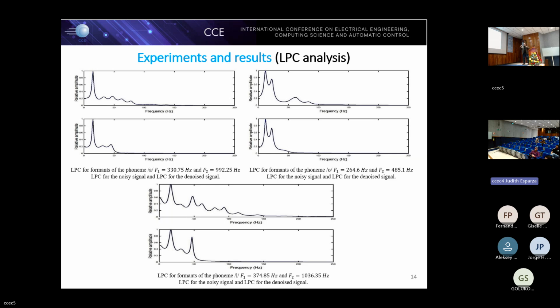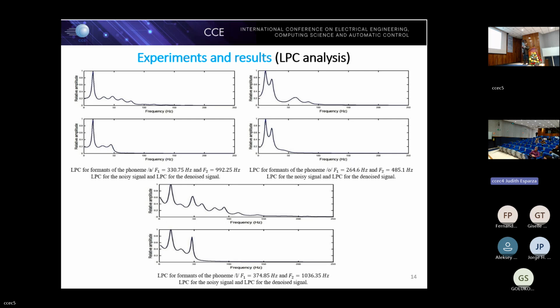How can I validate that the principal characteristics of the Spanish language are preserved after the filtering process? I selected linear prediction analysis to develop these experiments. I only apply the linear prediction to the signal with noise after the process of filtering. This part corresponds to the first formant, and this is the second formant of the vowel A. You can see the behavior of the results. This is the first formant, and this is the second formant, and the frequency is the same in both results of the linear prediction.